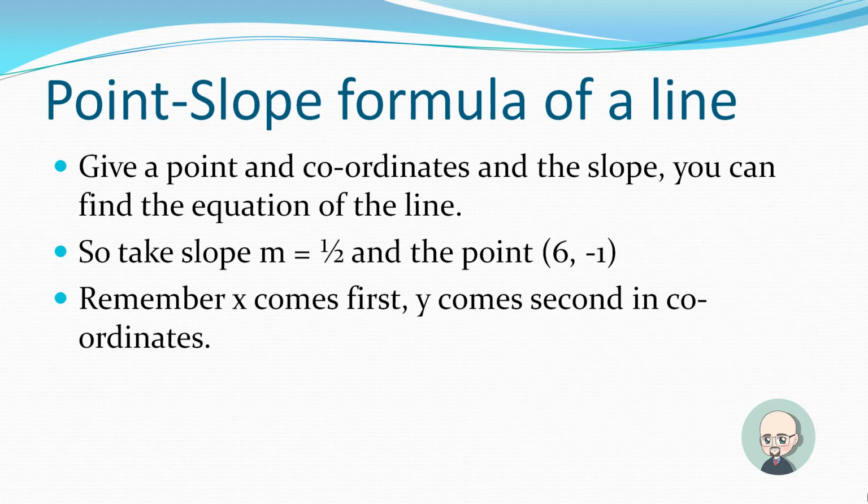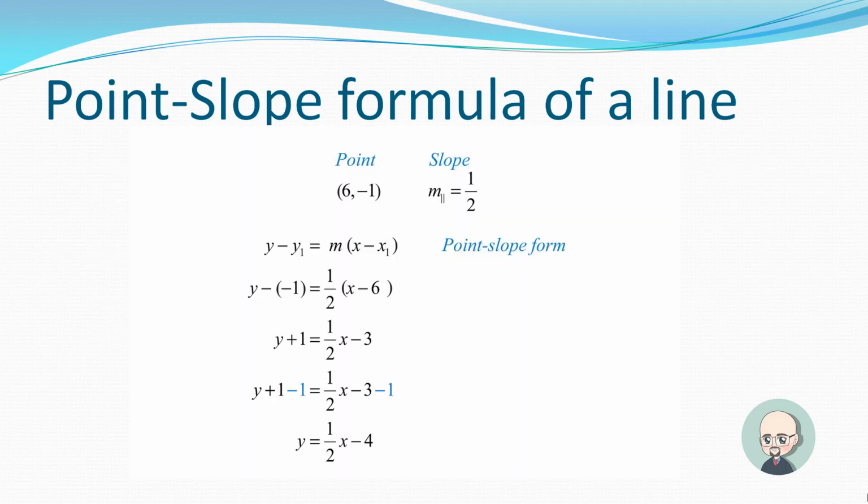Next up's the point-slope formula of a line. So here, given a point and coordinates and the slope, you can find the equation of a line. Okay, this is only one point. You could do this with only one point and the slope. So take the slope, m equals 1/2, and the point 6, negative 1. Remember, x comes first, y comes second in coordinates, and you plug it in.